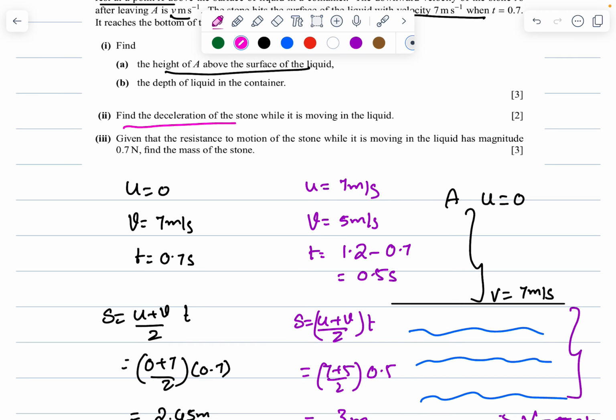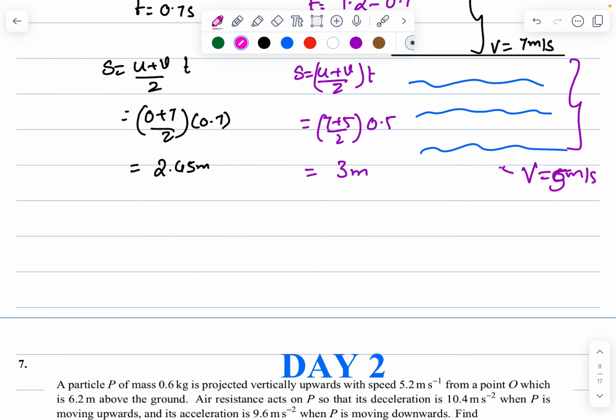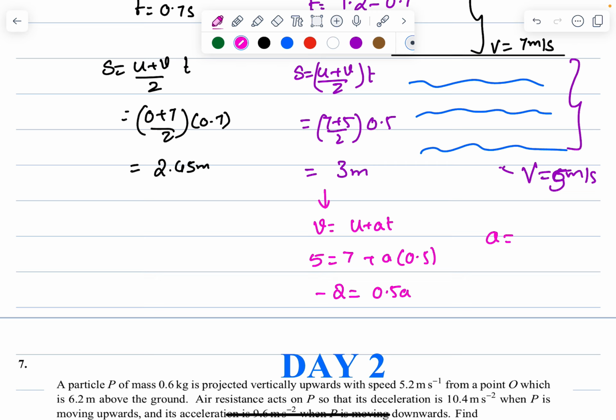Next, find the deceleration of the stone when it is moving in the liquid. For the liquid part, v equals u plus at. So 5 equals 7 plus a times 0.5, so minus 2 equals 0.5 times a. So a is minus 2 by 0.5, which is minus 4 meters per second squared. When I say deceleration you should write 4 meters per second squared, positive. You should not write it negative.